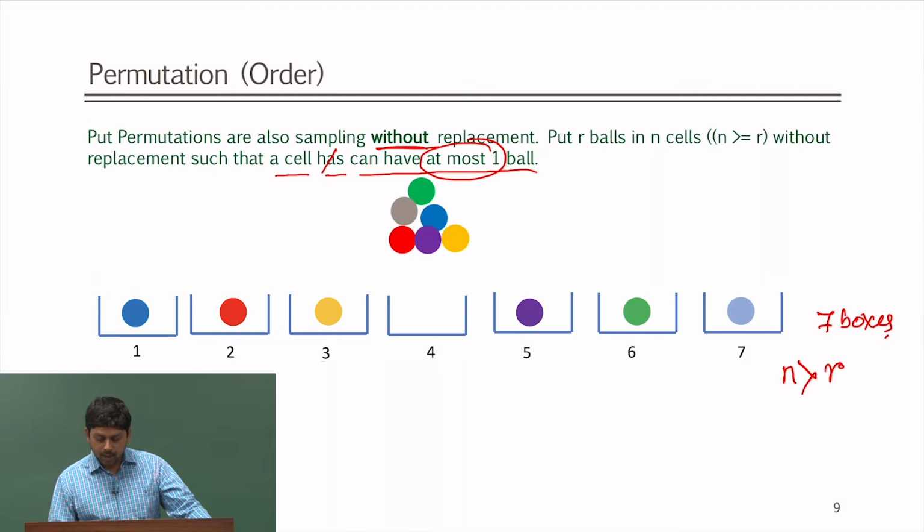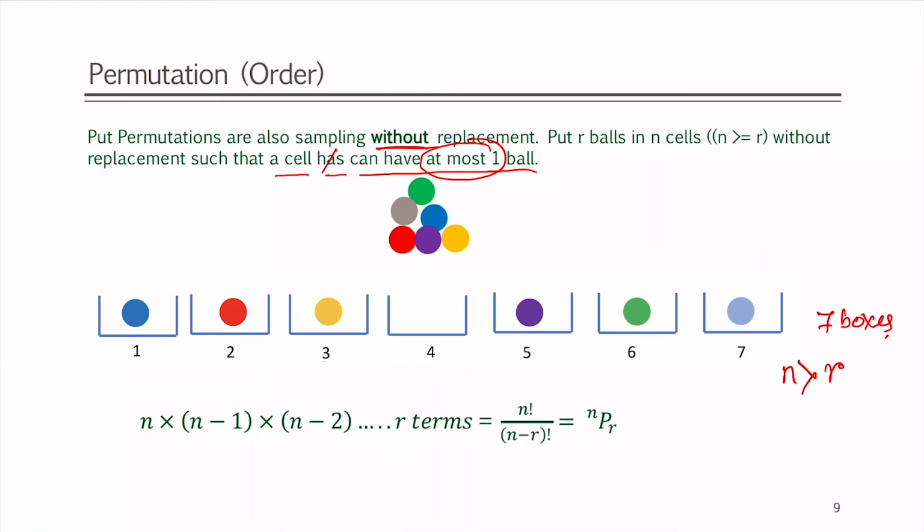Again, as you can see, my first box can be filled in 6 possible ways. Let us say I now have n boxes, right, and r balls. So, my first ball can be put in any of the n boxes, my second ball can be put in any of the n minus 1 boxes, the third ball can be put in any of the n minus 2 boxes, and like that I have r terms, because I have r balls.